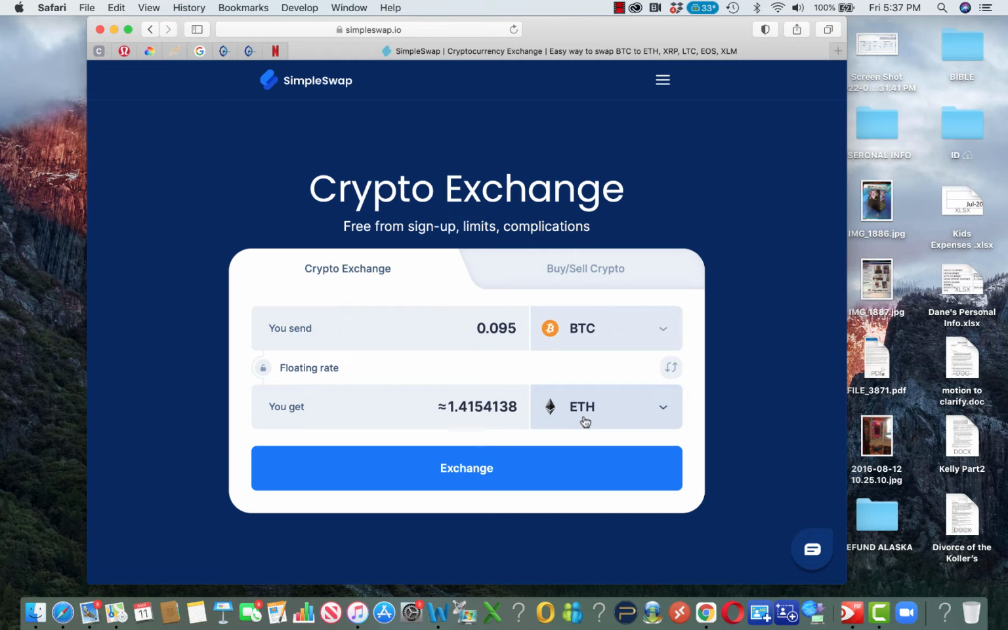Exchange it from Bitcoin to Ethereum. You don't have to log in, although I would recommend that you create an account and log in so they have a record of it.